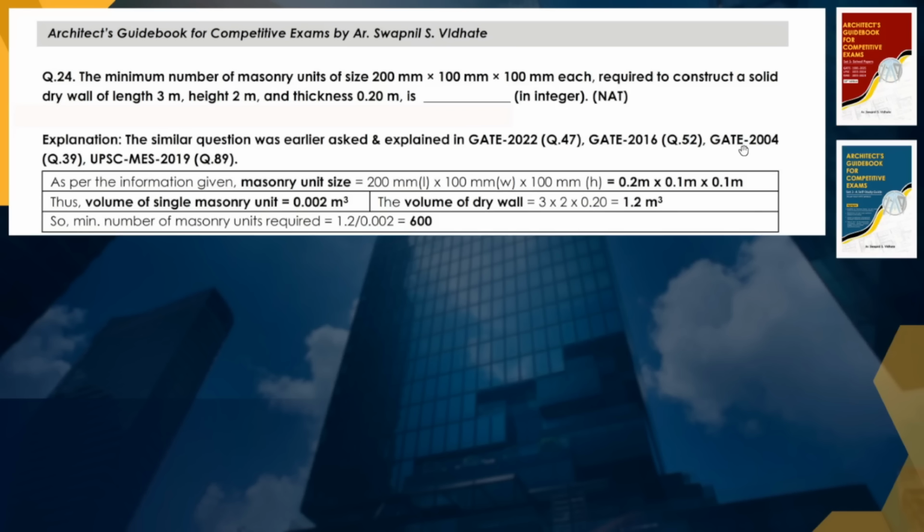Previously, in the previous year question paper, they have also provided the size of the mortar required in between the two masonry units. So you need to account for the gap in between those masonry units, and then calculate how many masonry units will be required.